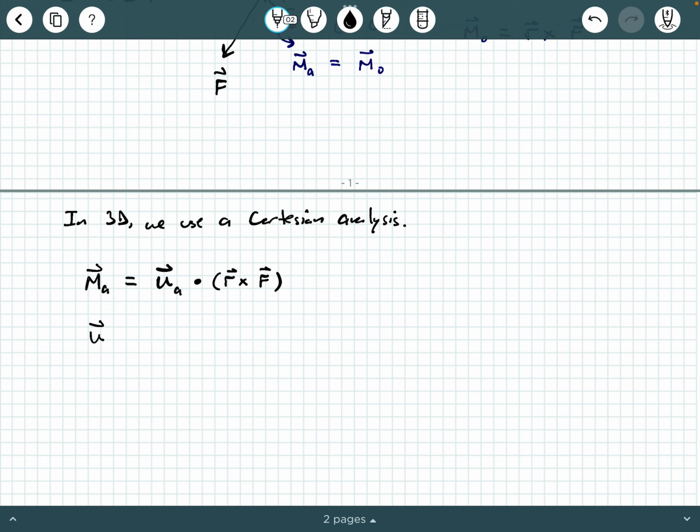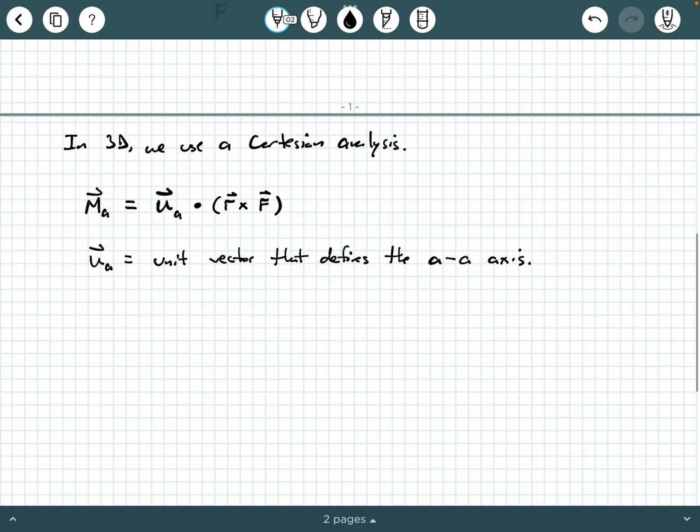We're going to say U sub A is the unit vector that defines the AA axis, which is really whatever the axis is, your desired axis that you're trying to find the moment about, okay? Now, here's what's cool about this. You remember from the cross product is basically evaluating a 3x3 determinant, okay?